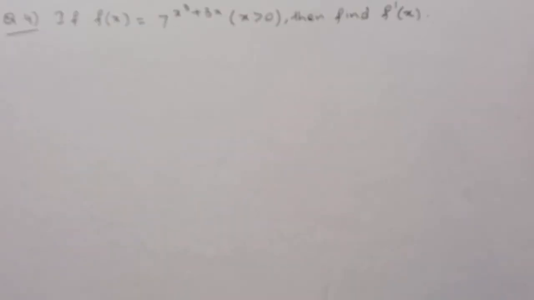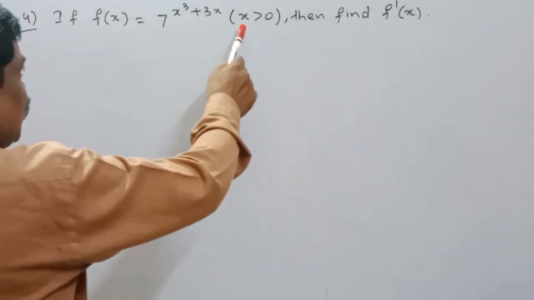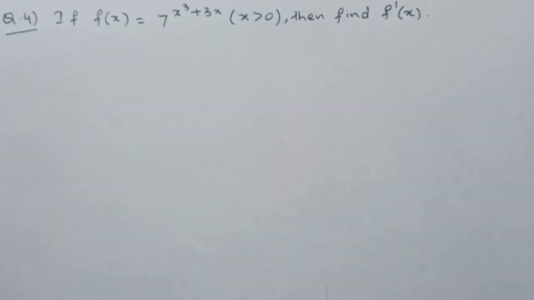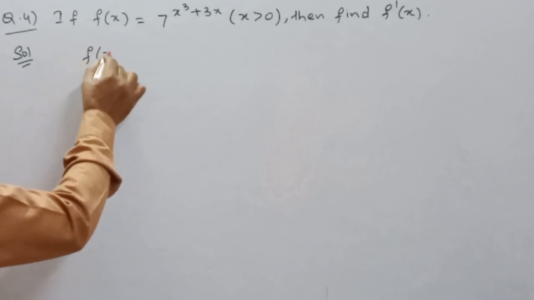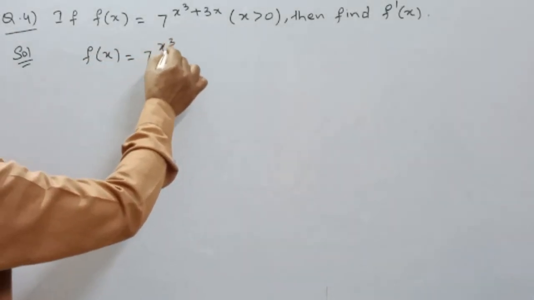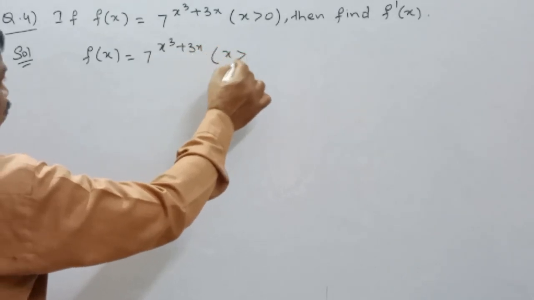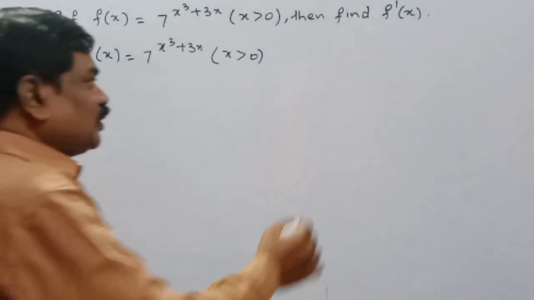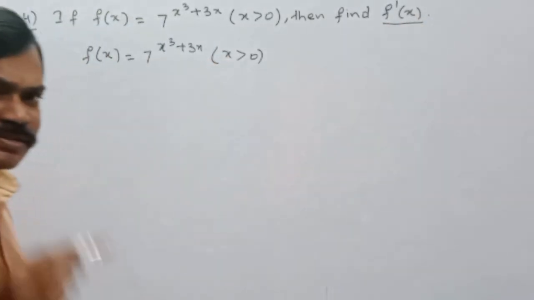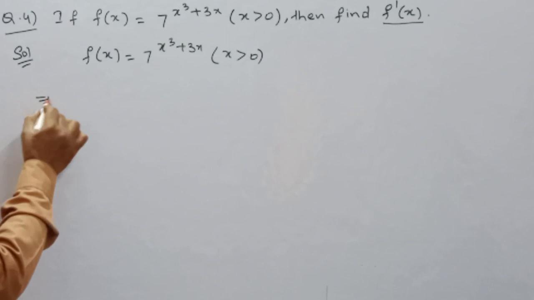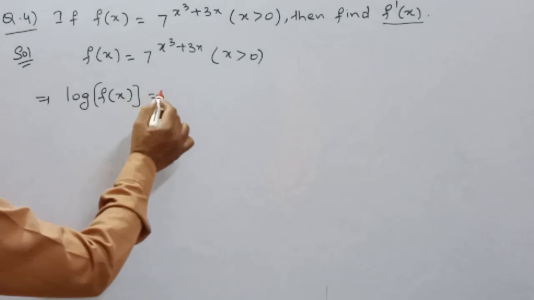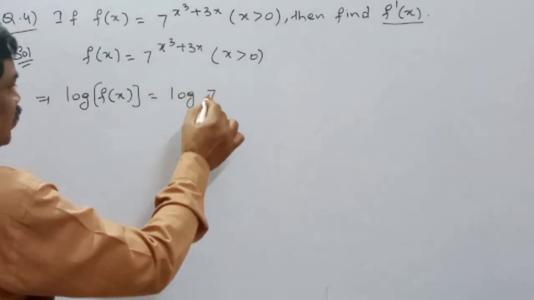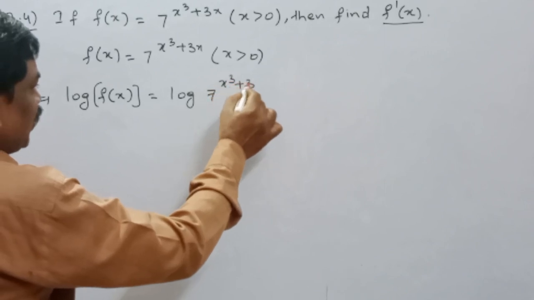One more problem from differentiation. If f of x is equal to 7 power x cube plus 3x, where x greater than 0, then find f dash of x. Okay, all of you. Here we have given f of x is equal to 7 power x cube plus 3x, where x greater than 0. We have to find f dash of x. f dash of x means it is the first derivative. So you take logarithm on both sides. Log f of x is equal to logarithm of 7 power x cube plus 3x.